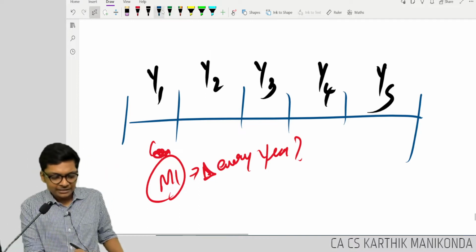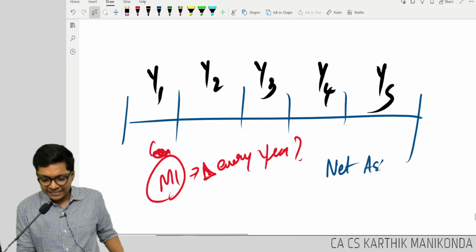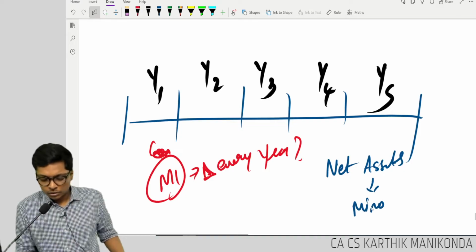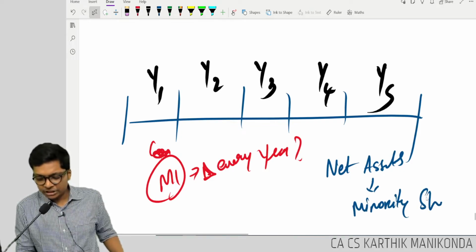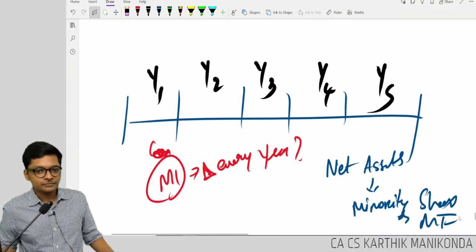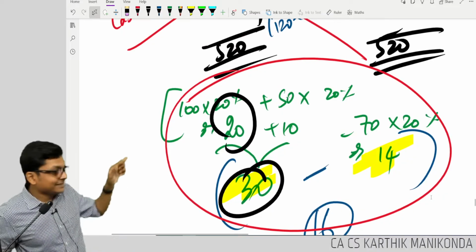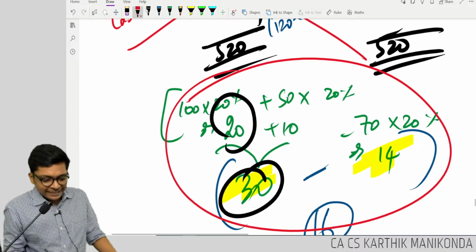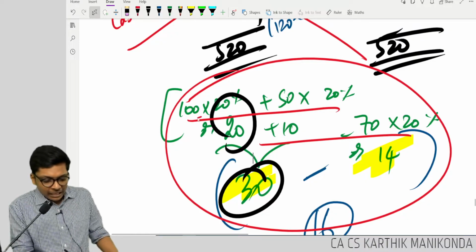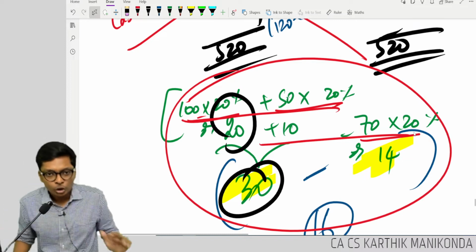In other words, can I say net assets into minority share is minority interest, correct? No, sir, I'm not following. Look at this. What is that in this example? What was my net asset? Here, we did 100 into 20% plus 50 into 20% minus 70 into 20.